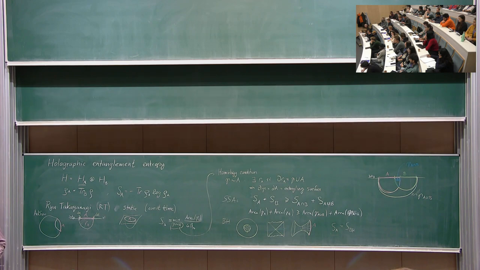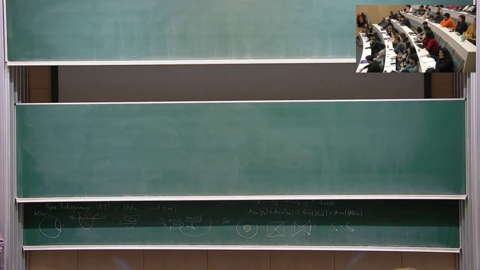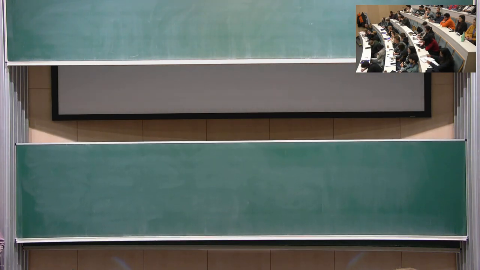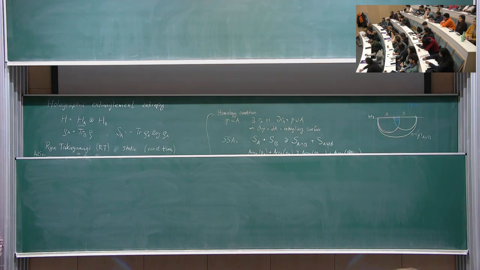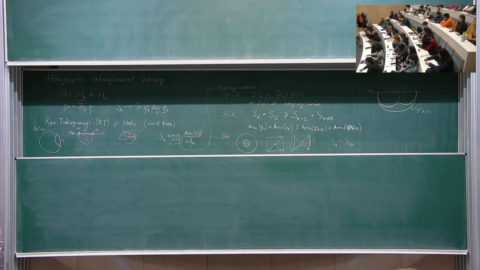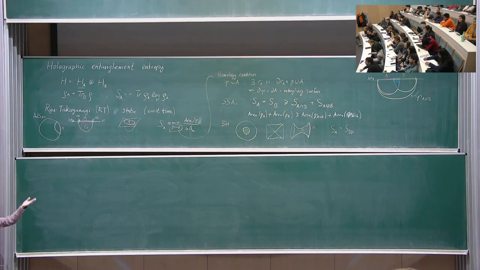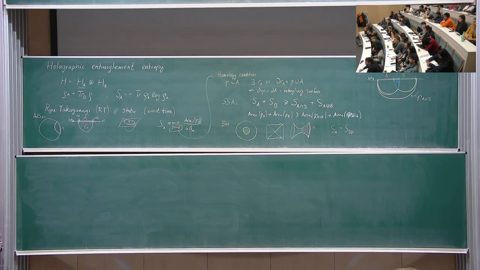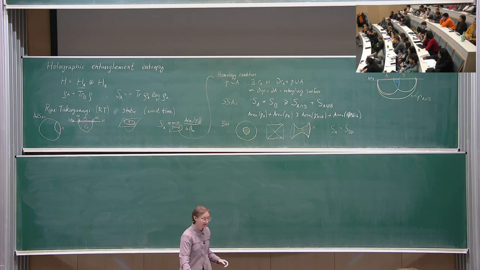Okay, so let's think about the time-dependent case. Here we said we're working at constant time. But what is constant time when you have time dependence? Well, you can't say t equal to zero, because you have no geometric notion of t. You can specify a spacelike Cauchy slice, that's good, but there are many other ones that are just as good.